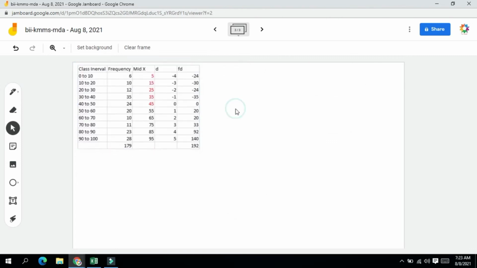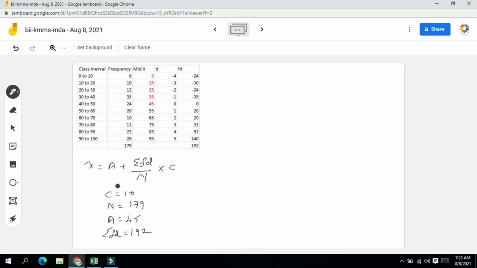Also, before that we want to write the formula. X bar is equal to a plus summation of fd by N into c. c is equal to 10, N is equal to 179, a is equal to 45, and summation of fd is equal to 192. We are going to substitute all this into the formula.